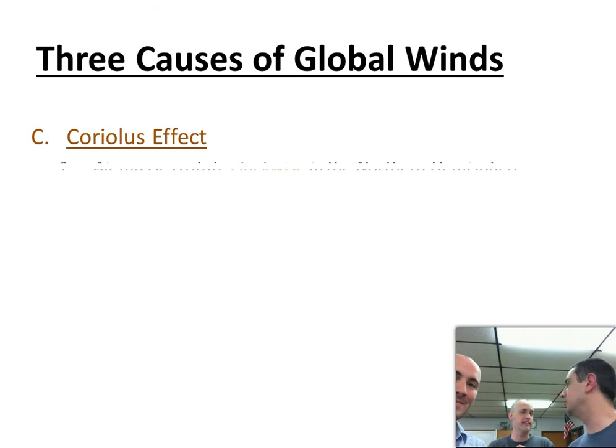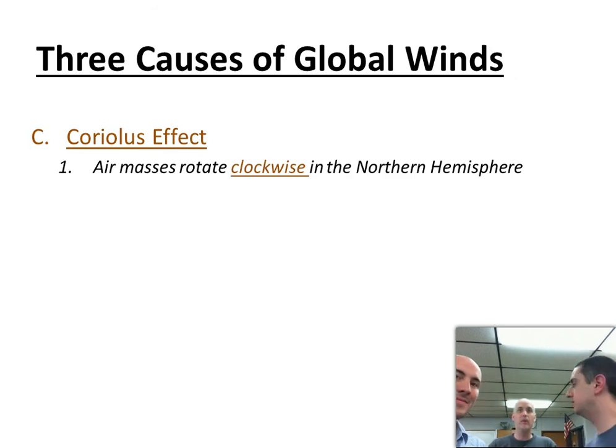There's a neat little effect we're going to talk about called the Coriolis effect. I like the Coriolis effect. And what it says is this. There's 3 little parts of the Coriolis effect. So remember, this is the 3rd cause of global winds. And this 3rd cause is broken down in 3 parts.